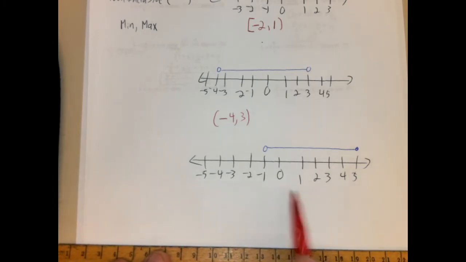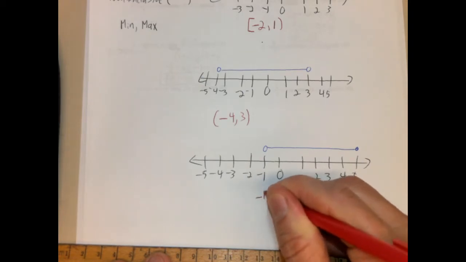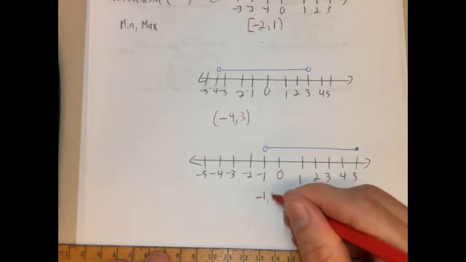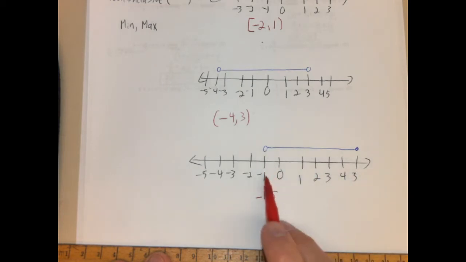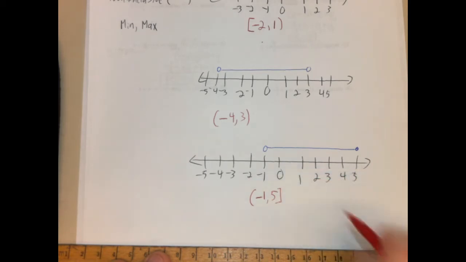So what's the minimum value here? The minimum value is -1. And what's our maximum value? Well, our maximum value in this case is 5. That's 5. So it's non-inclusive for the negative 1, so it's going to be parentheses, and the 5 is included, so we're going to put a bracket there.